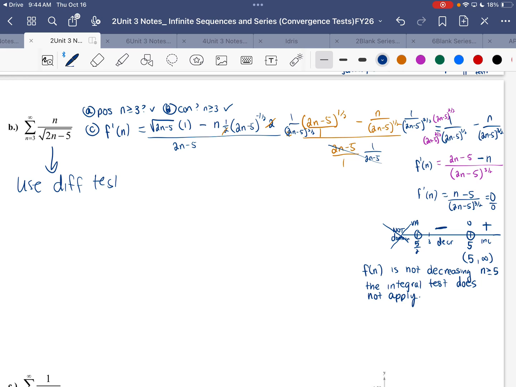Which test have we learned that would probably work here? Test for divergence. So taking the limit as n goes to infinity of n over 2n minus 5 to the 1/2, or the square root of it. Is this big top, big bottom, or both same? Big top. Because the degree is kind of like being to the 1/2 power for the n. So it's big on top, going to infinity. The series diverges.